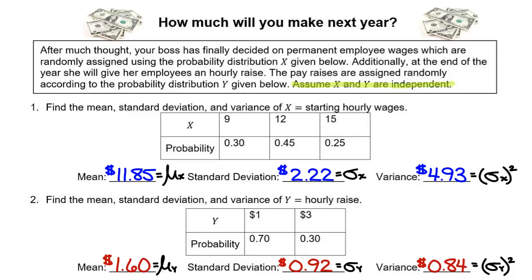So far, so good? All right. So we have the probability model for X. We have the probability model for Y. We have the mean of X and Y. We have the standard deviation of X and Y. And we have the variance of X and Y.